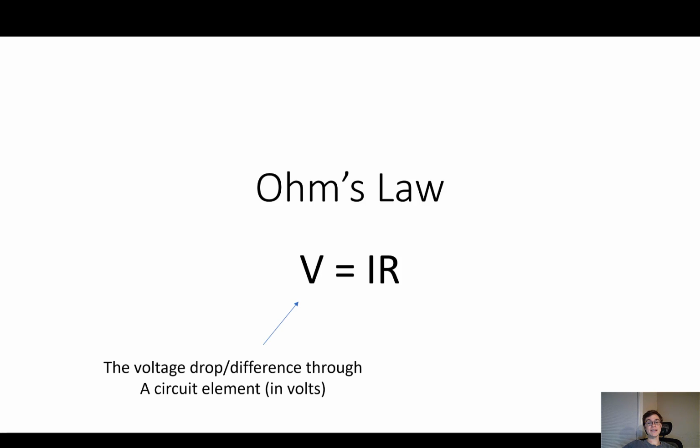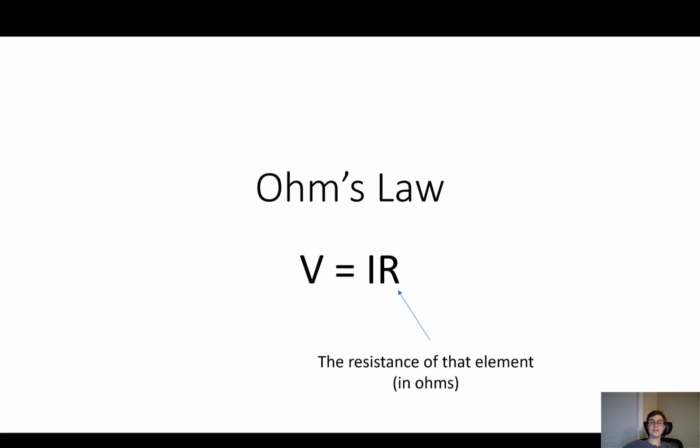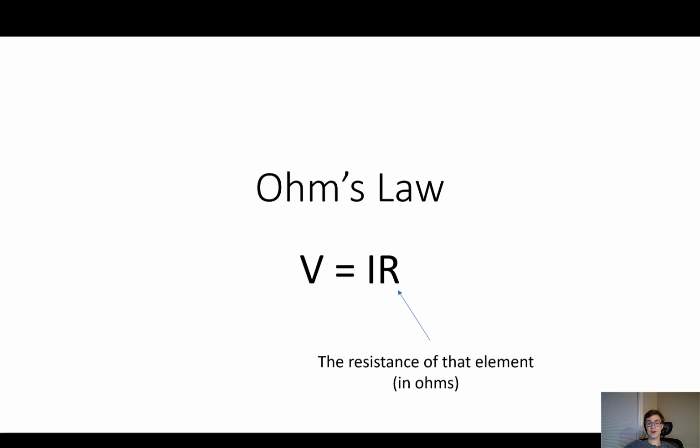Hello. In this video, I want to start to introduce you to the mathematical analysis of circuits, and the backbone of that is Ohm's law. So, Ohm's law says that V equals IR. More specifically, it says that the voltage drop through a particular circuit element in volts is going to be equal to the electrical current moving through that element in amps times the resistance of that element in ohms. So, V stands for voltage, I stands for current, R stands for resistance, and this is the mathematical relationship between the three of them in a circuit.